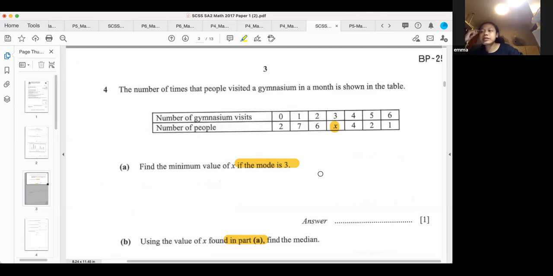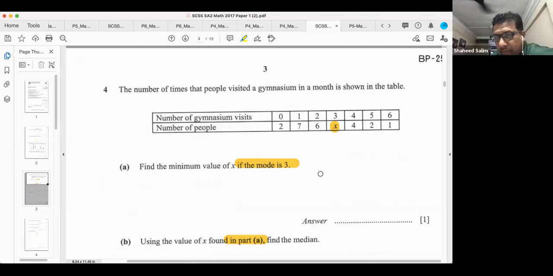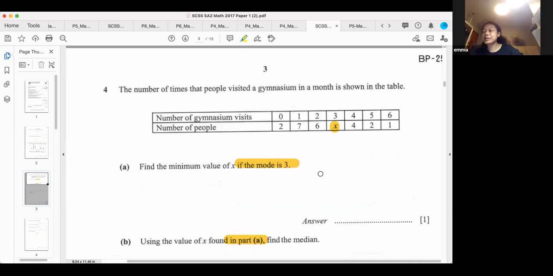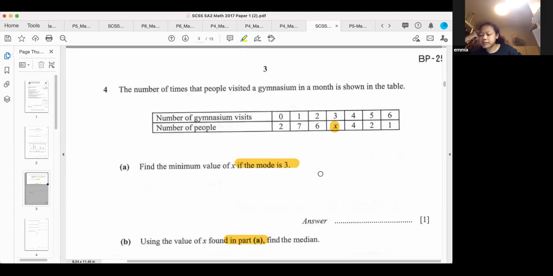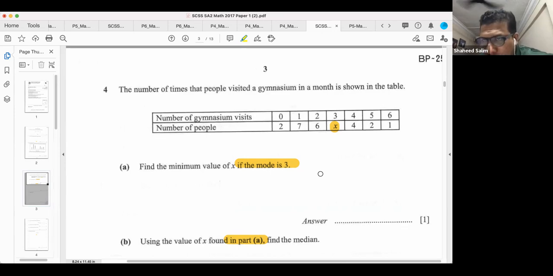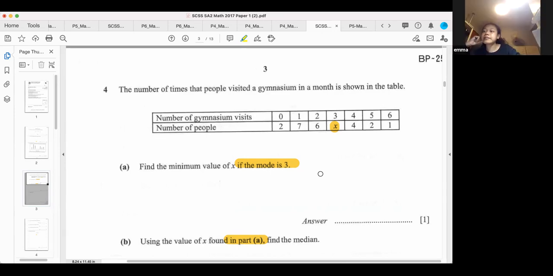Is it between... Good. It's between 2 and 3. So you take 2 plus 3 divided by 2. 2.5. Okay. Is it coming back to you? A little bit, a little bit.